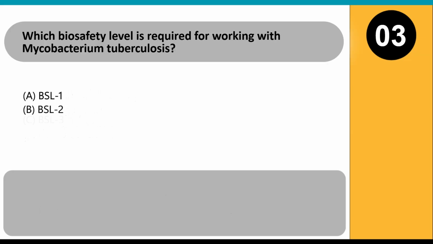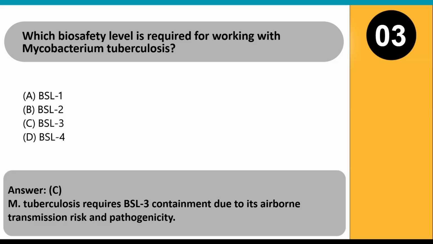Which biosafety level is required for working with Mycobacterium tuberculosis? A. BSL-1. B. BSL-2. C. BSL-3. D. BSL-4. Answer C. Tuberculosis requires BSL-3 containment due to its airborne transmission risk and pathogenicity.